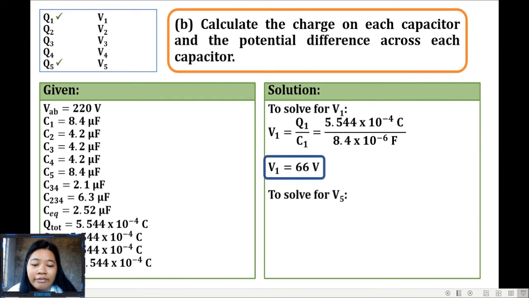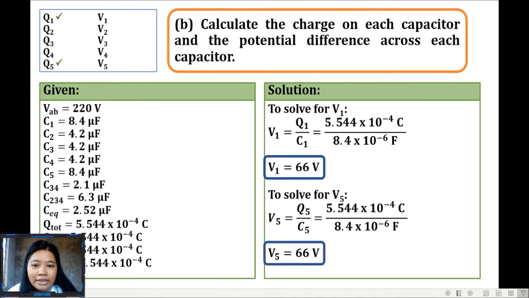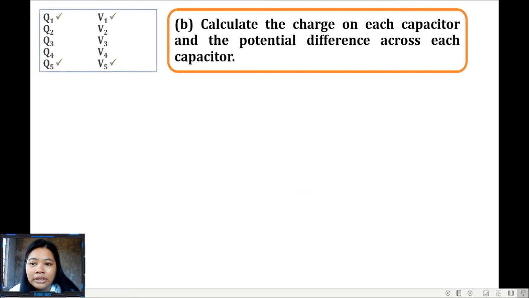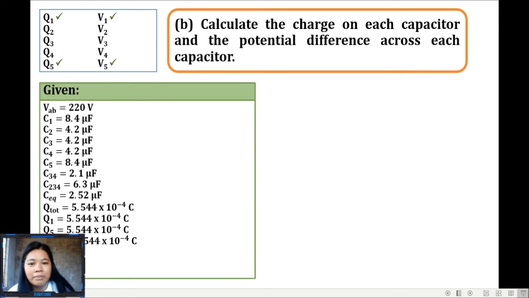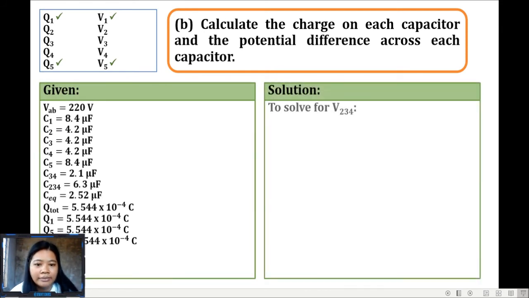Same for V sub 5, since we already have C sub 5 and Q sub 5. We simply divide, and this gives us the same answer. So 66 volts. So again, for our monitoring form, we're done with Q1, Q5, V1, and V5, and we've already placed the values on the left side.